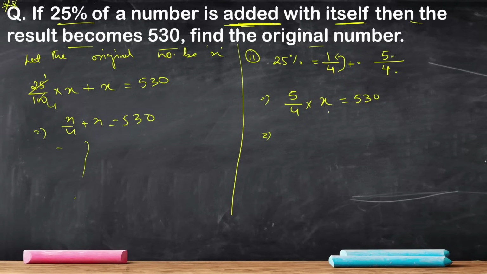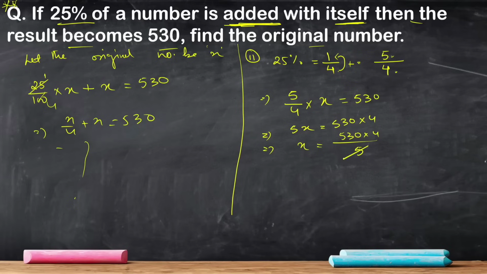Now start with the cancellation. If you don't know the direct method of cancellation, what you can do: 5 into x, 5x, equals 4 into 530, right? You can do this one, it is very easy. I hope you have known. Now you need the value of x. You'll get 530 into 4 by this 5. This 5 will come in the denominator.